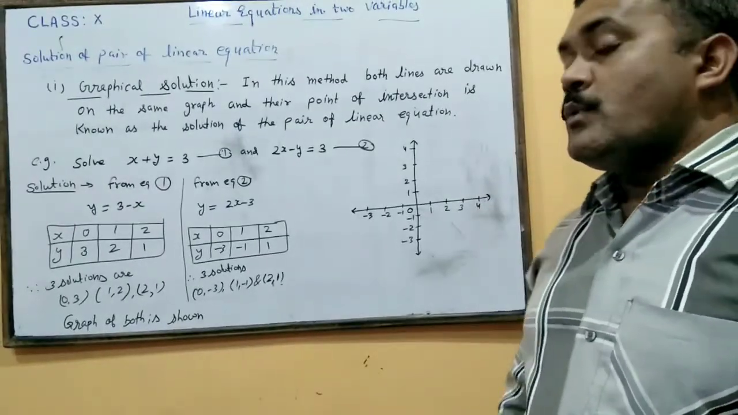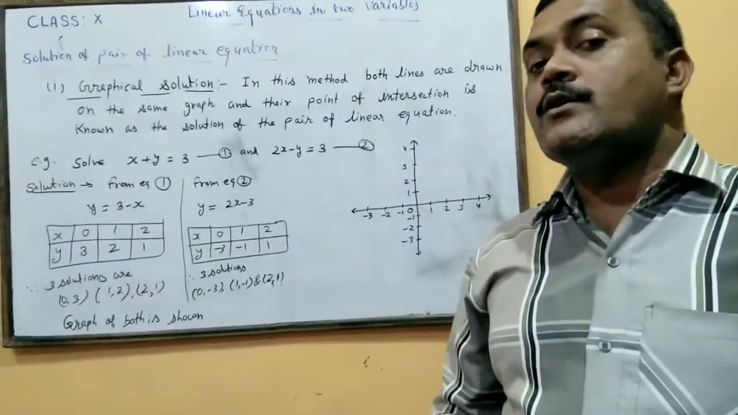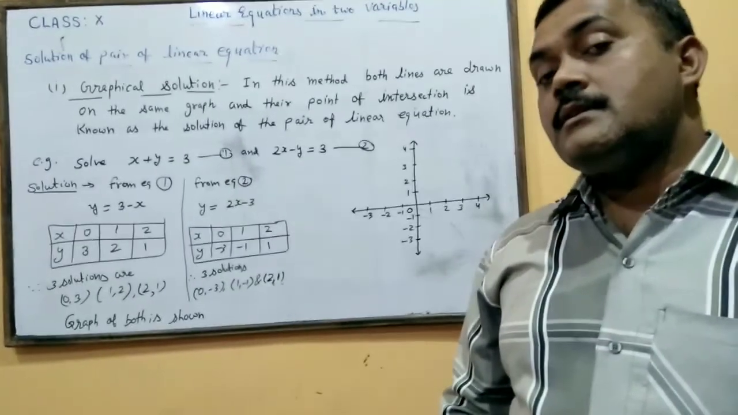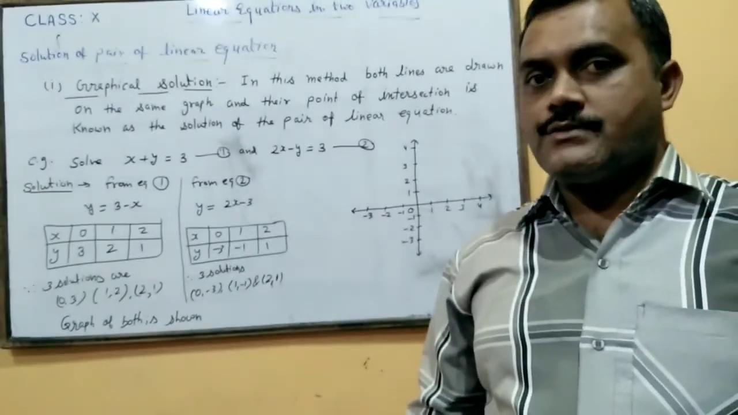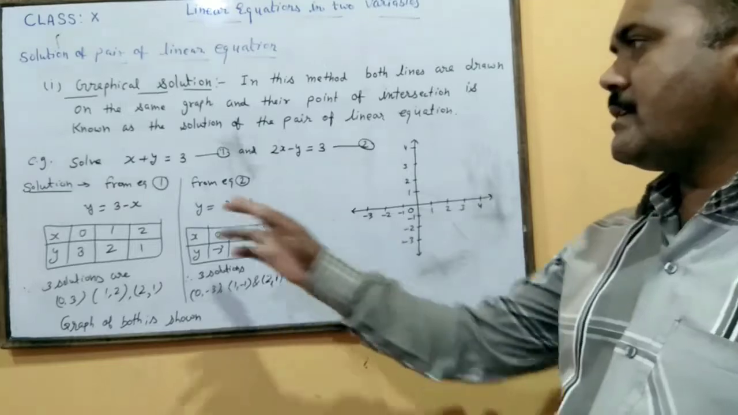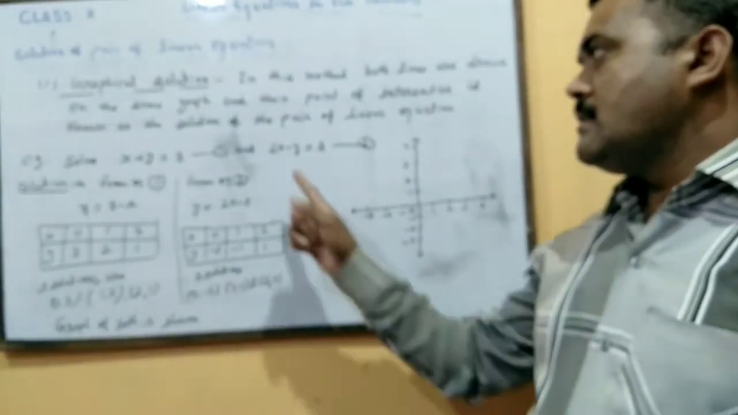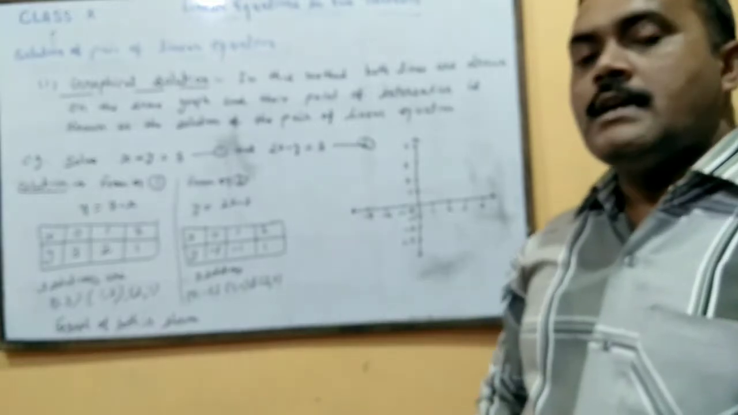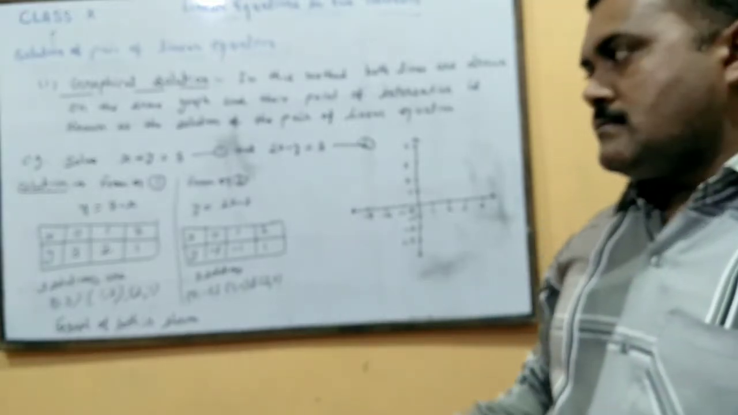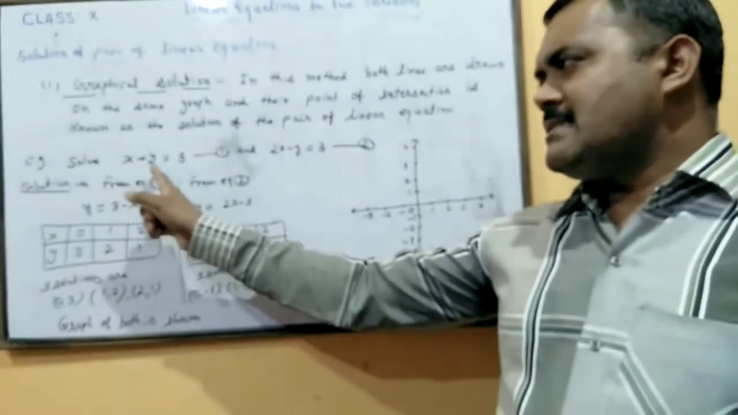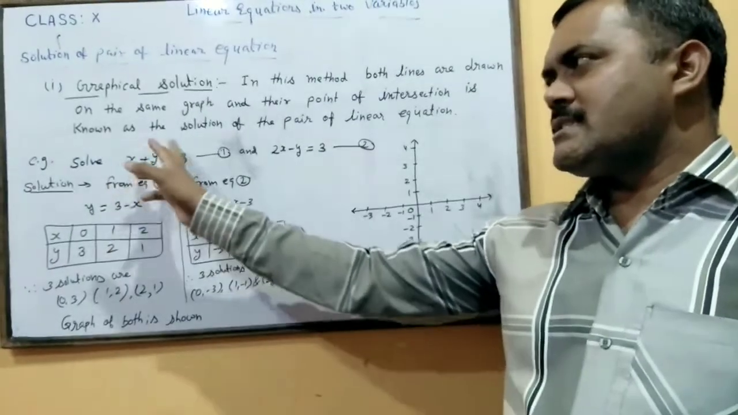In this method both lines are drawn on the same graph paper and their point of intersection is called the solution. So you can see here I have taken two equations, x plus y is equal to 3, equation 1, and 2x minus y is equal to 3, equation 2. So now what we will do, we will just write any three solutions of this equation.